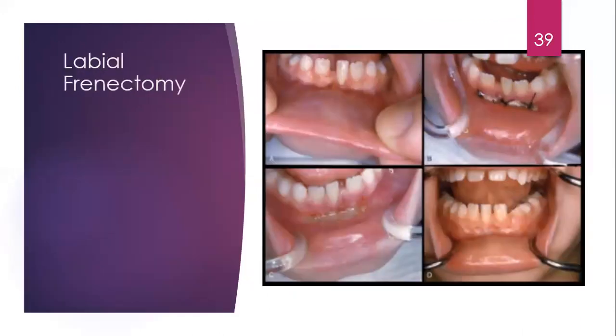All right, so labial frenectomy. As you can see in this particular case, this frenum attachment is causing a diastema and also gingival recession associated with tooth number 24. So they went ahead and did it the traditional way and removed that tissue there, sutured the area, and as you can see, it's healing. And then the last photo, you can see where it was resolved, and the diastema actually closed between 24 and 25.